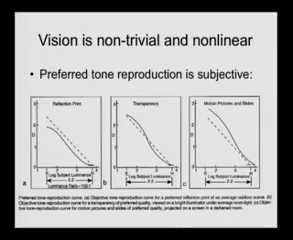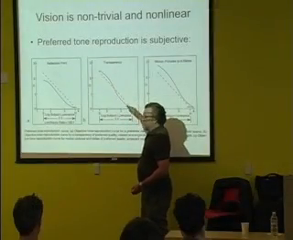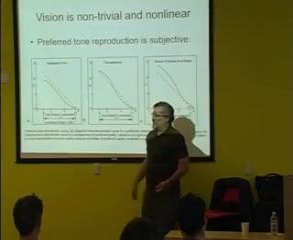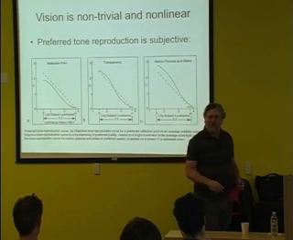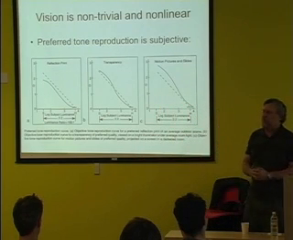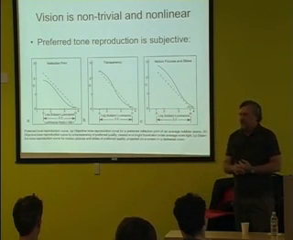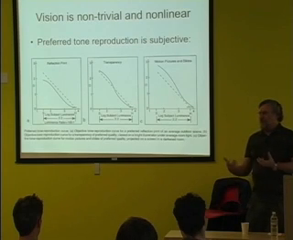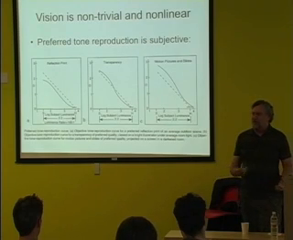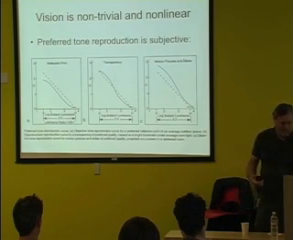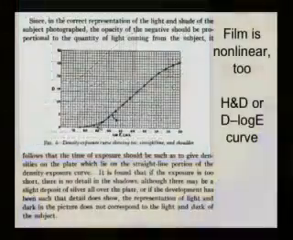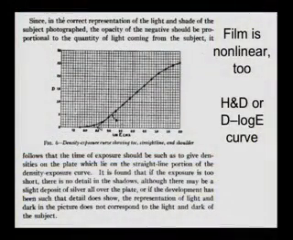Because of the way density is defined, these curves are headed downhill. You may typically want to look at it the other way or use the absolute magnitude of the slope. But basically the slope is called gamma, and when it's greater than 1, that means you're increasing the contrast, or your reproduction has more contrast than your original. Film has this too. This is called a Herter and Driffield curve, H&D curve, or a D log E curve. It's a plot of density versus log exposure.